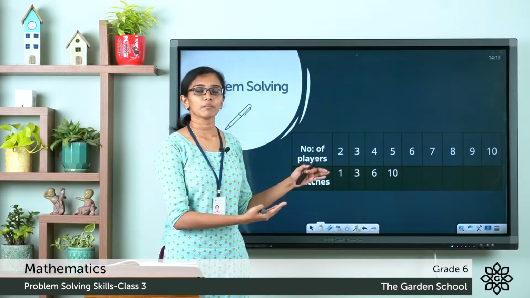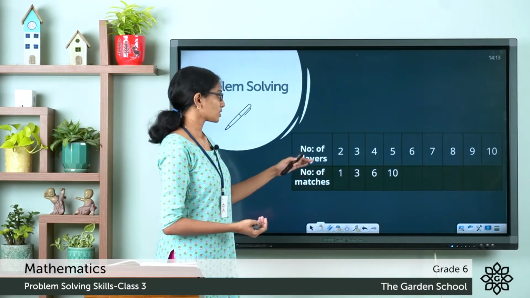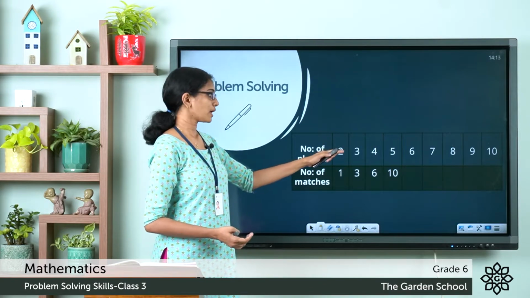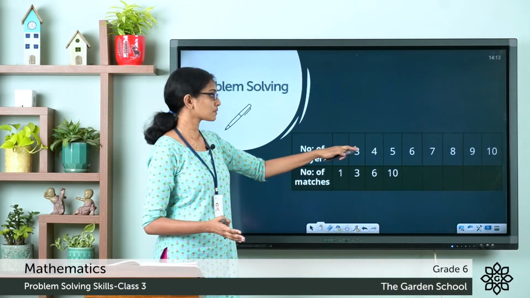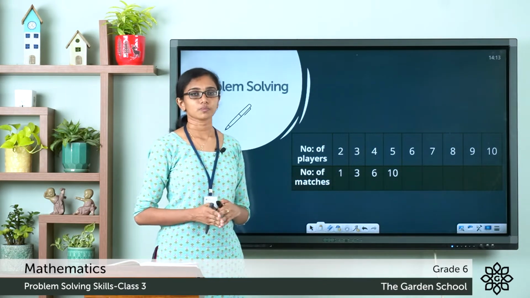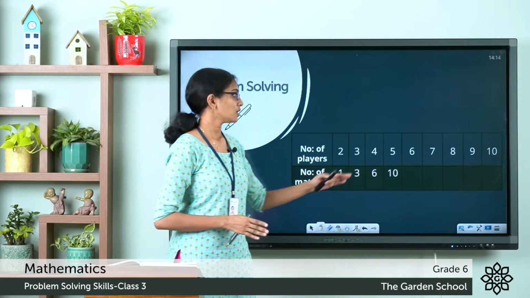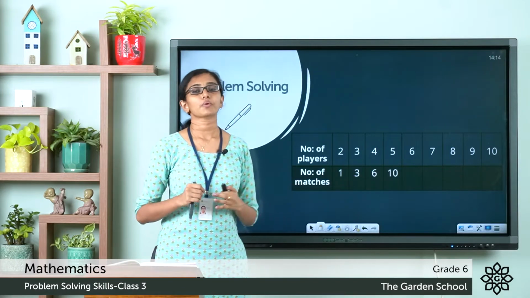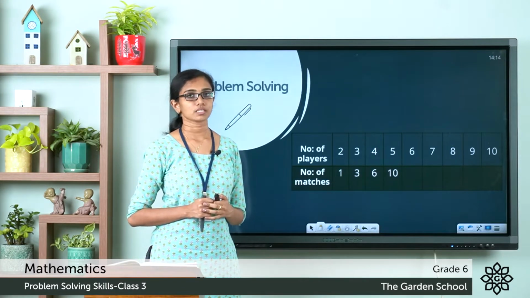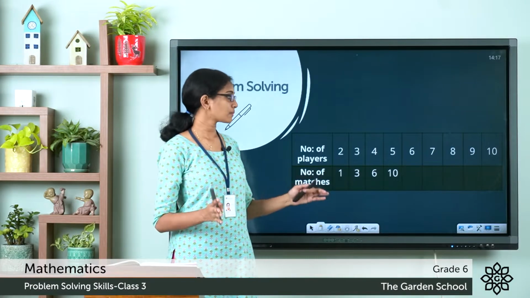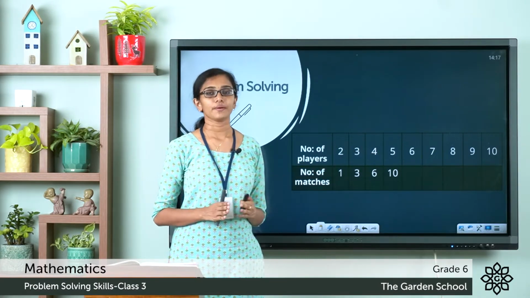The same case tabulated in a simpler table. So here we have the number of players and the number of matches possible. 2 players, only 1 match possible. 3 players, 3 matches possible. 4 players, 6 combinations possible. 5 players, 10 possible combinations of matches. So these are the observations we got when we imagined the number of players is equal to 5.